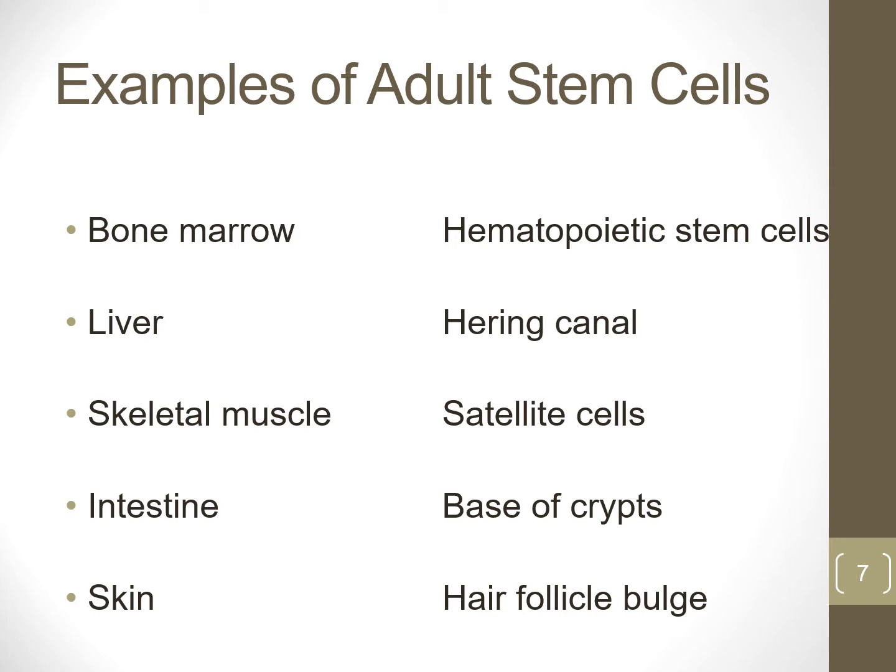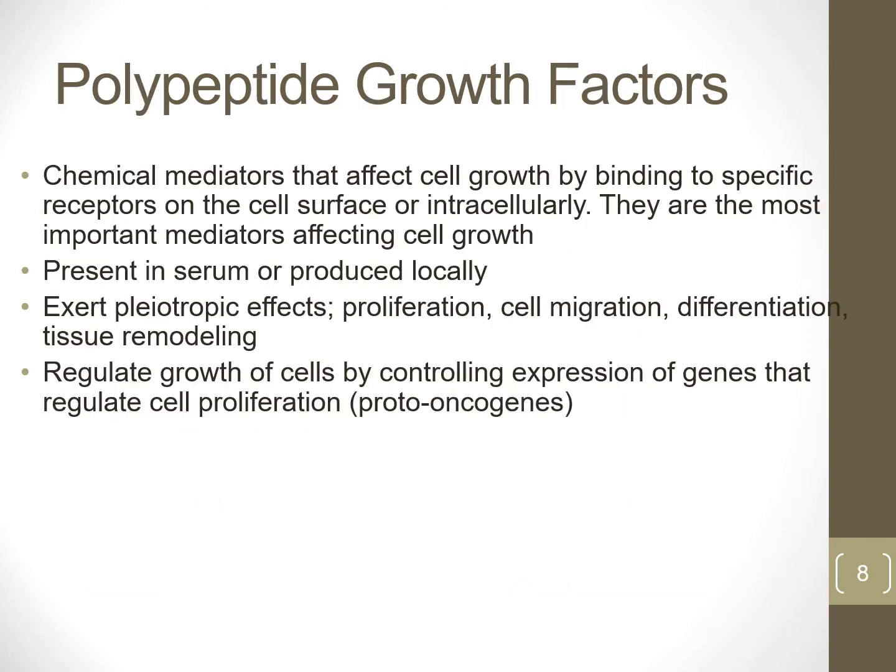In the skeletal muscle, we have the satellite cells, which are present near the skeletal muscle fibers around the blood vessels. And once you have damage in the skeletal muscle, sometimes those satellite cells can proliferate and produce new skeletal muscle cells. In the intestine, as we said, in the base of the crypts, and in the skin, it is at the hair follicle bulge. An important topic to talk about are the growth factors.